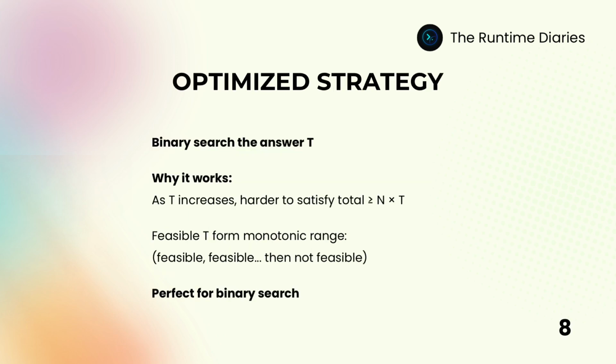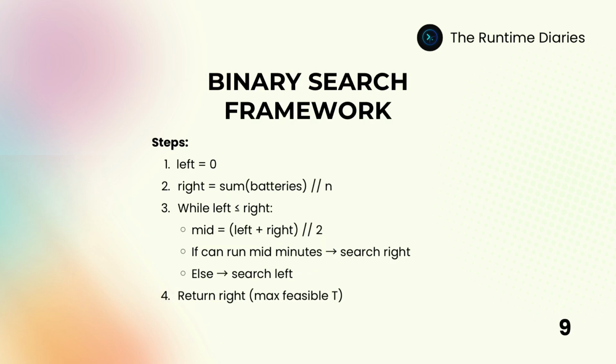So now that we can test whether a given t is feasible, and we know feasibility changes monotonically, what does that mean? If t equals 5 is possible, and t equals 6 is possible, but t equals 7 is not possible, then all feasible values of t form a solid range. That is exactly what binary search is built for. Binary search on the answer is one of the most powerful patterns you can build into your toolkit. Here's the binary search approach.